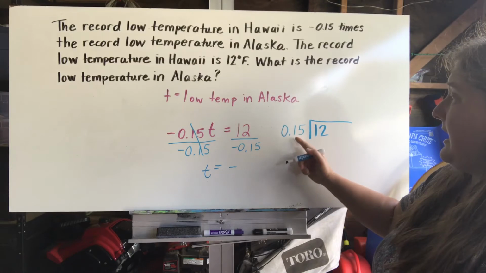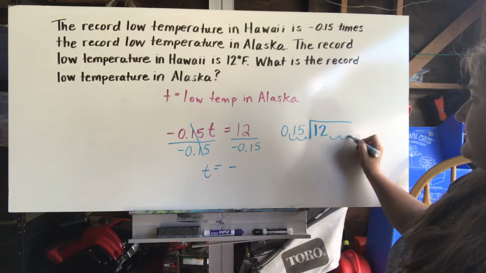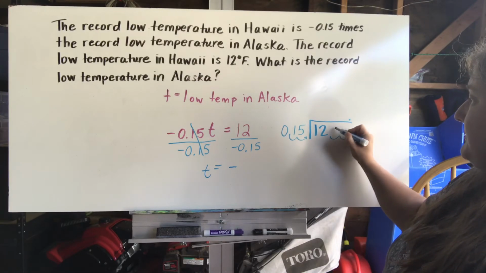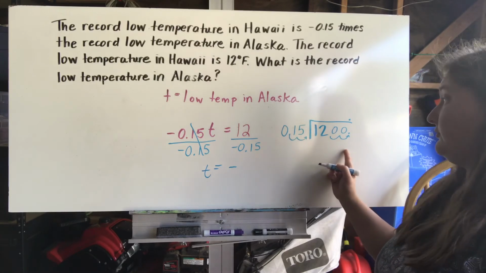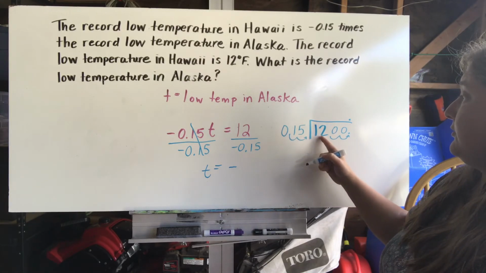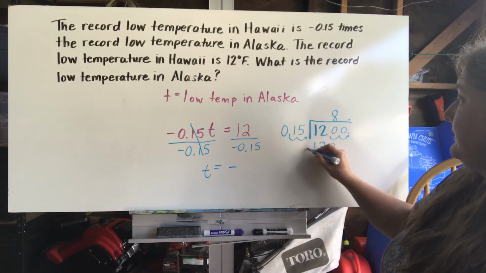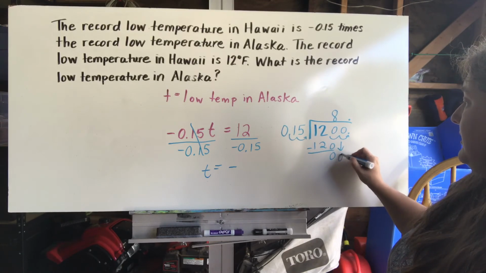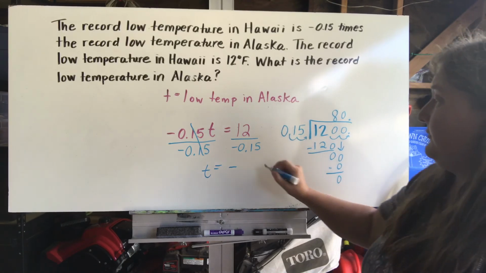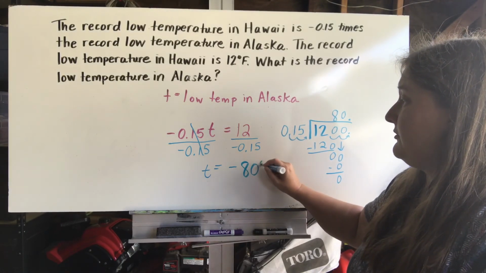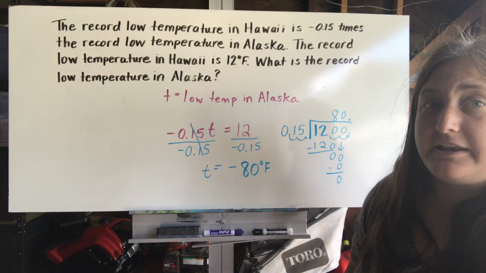Whenever I have a decimal out here, I'm going to move my decimal all the way over to the division bar. I'll do the same here. Since I don't have any extra numbers, I'm going to add in some zeros. So this is really, how many times does 15 go into 1,200? Well, 15 doesn't go into 1 or 12, but it will go into 120 8 times exactly. And I'll bring down my 0, and 15 goes into 0 times. So I get negative 80, and this would be degrees Fahrenheit. So the record low temperature in Alaska is negative 80 degrees Fahrenheit.